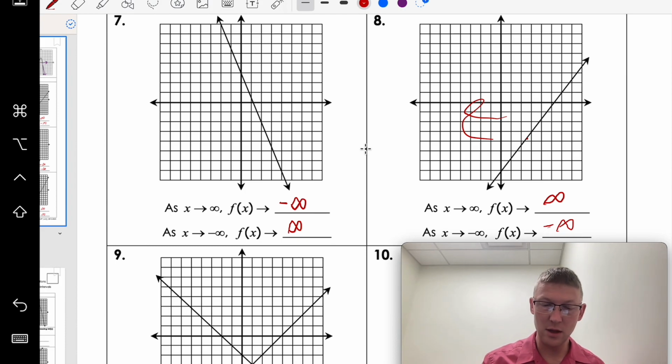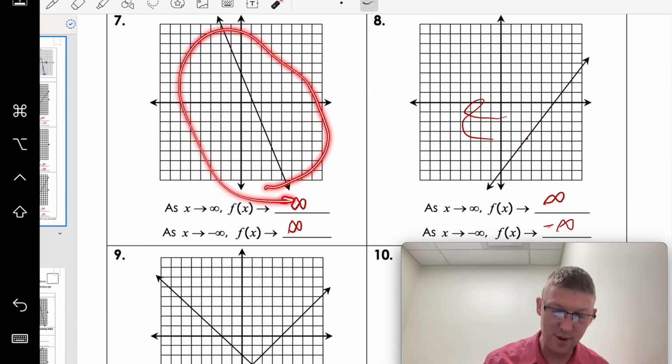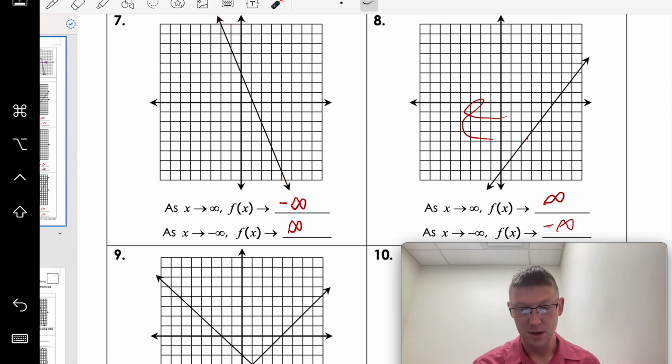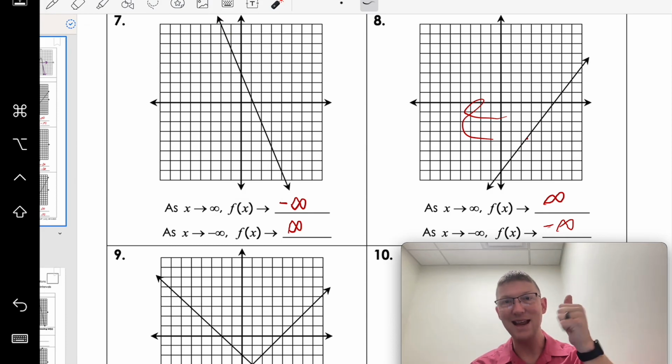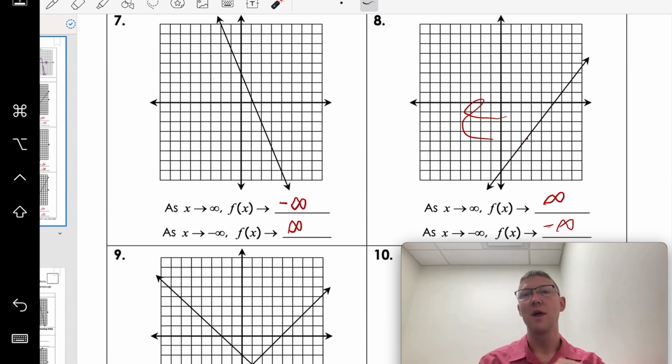More specifically, you need to be able to look at the graph and tell me what the end behaviors are doing. So that's increasing and decreasing, aka the roller coaster, and end behavior. What does y do as x approaches infinity? There you go. That is our section.